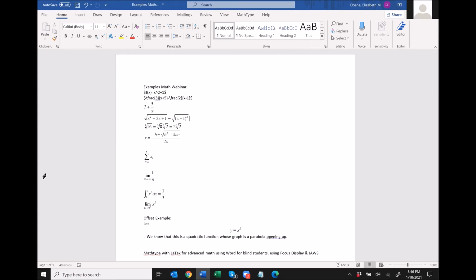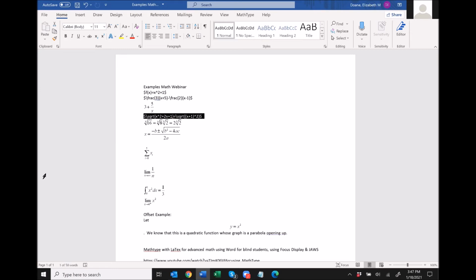Let's hear it first. 3 plus the square root of x squared plus 2x plus 1 equals the square root of left paren x plus 1 right paren squared. The square root of x squared plus 2x plus 1, selected. Translate it. Here we go. Backslash SQRT is the syntax. And in this system, anything under the radical goes in braces.